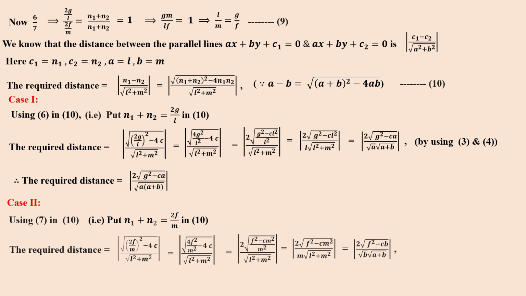Putting a is equal to L square and b is equal to m square, you will get 2 into root of (f square minus c b), by root of b into root of (a b). So the required distance is 2 into root of f square minus c b, by root of b into (a plus b).